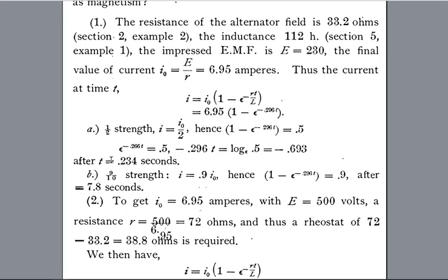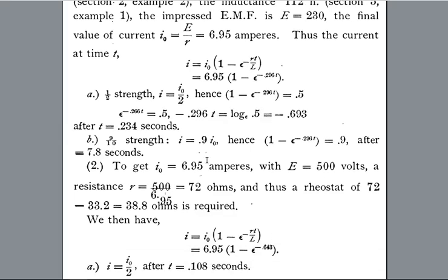B. For 9/10 strength, I equals 0.9 I0. Hence, 1 - e^(-0.34t) equals 0.9. So e^(-0.34t) equals 0.1. Then -0.34t equals log 0.1 equals -2.30. Thus, t equals 2.30/0.34 equals 7.8 seconds.